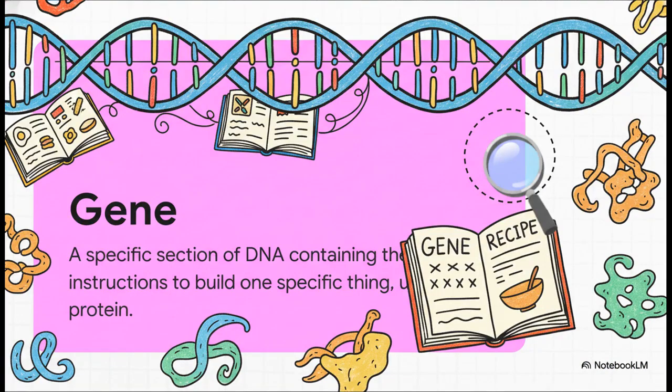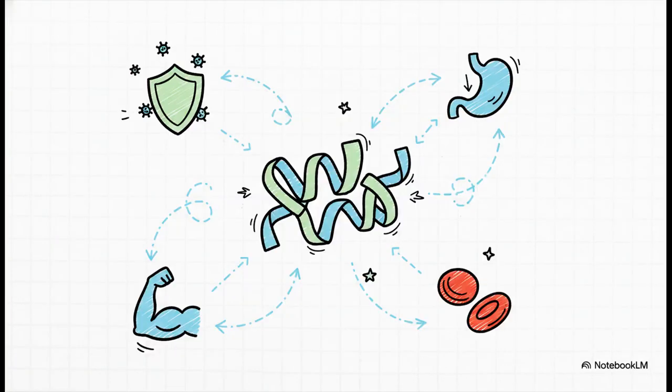Well, the instructions are organized into genes. A good way to think about it is that your entire DNA is a giant cookbook. Each gene is just a single recipe for building one specific thing, and usually that thing is a protein. And why are proteins such a big deal? Because they are the workhorses of your body. They're the tiny machines doing almost all the work. They digest your food, carry oxygen, contract your muscles, fight off germs. They do just about everything.